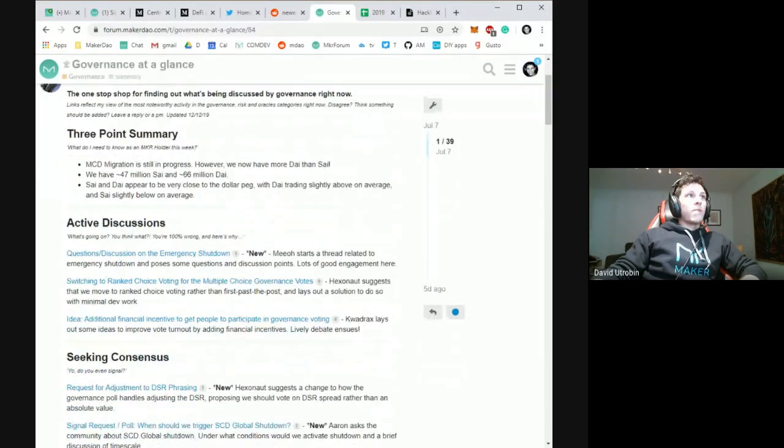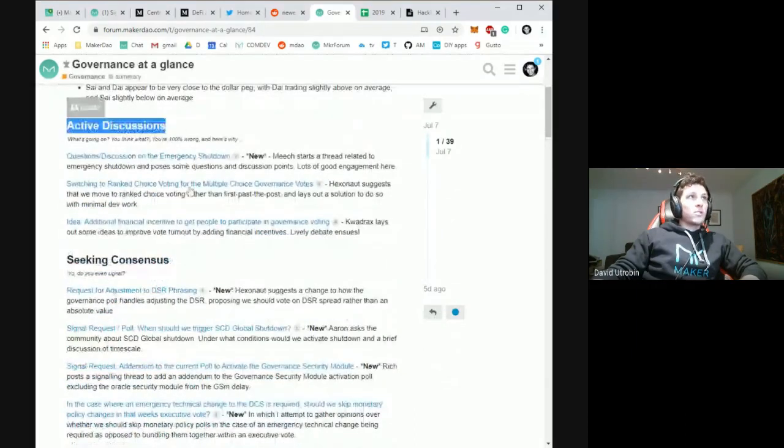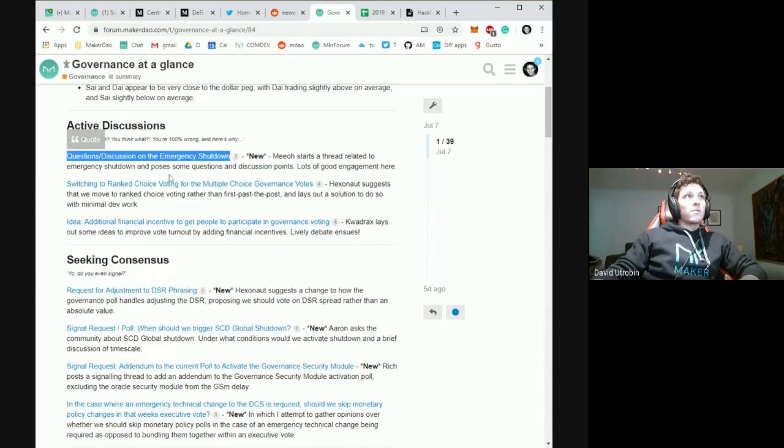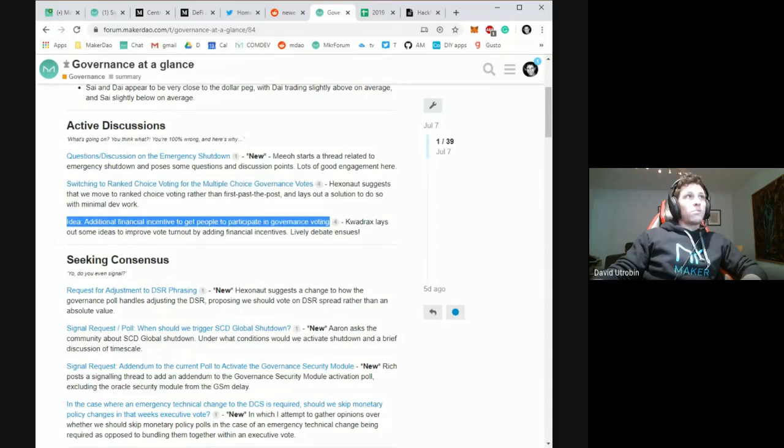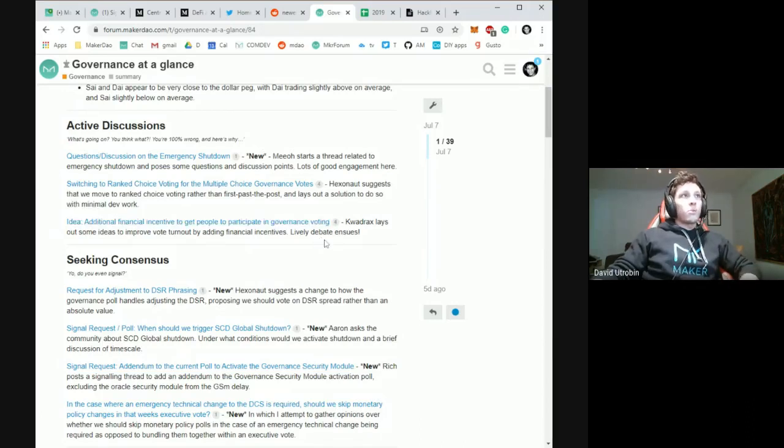We have a few different categories, one being active discussions, and these are meta questions about the direction we're going with various things. For example, more clarity is needed on emergency shutdown and the risks involved with that. There's a conversation on ranked choice voting versus multiple choice governance votes. And this week we're also talking about the incentives to get people to participate in voting on the Maker protocol, a conversation that's been happening for a few months but hasn't had a thread. These are the active discussions happening this week.